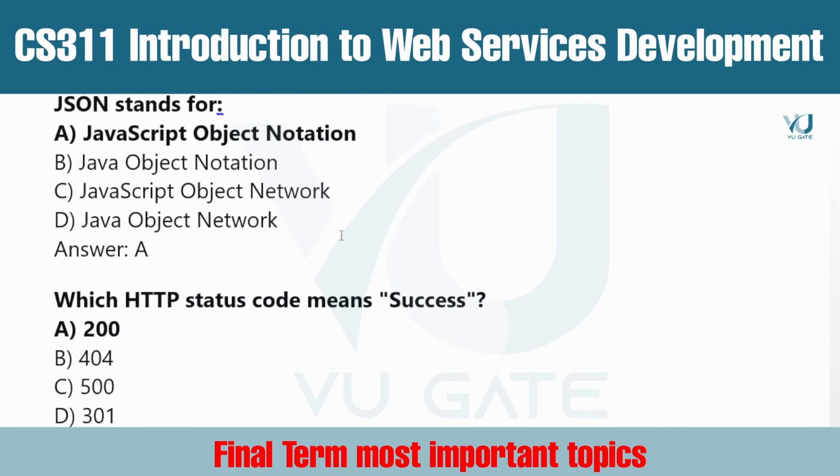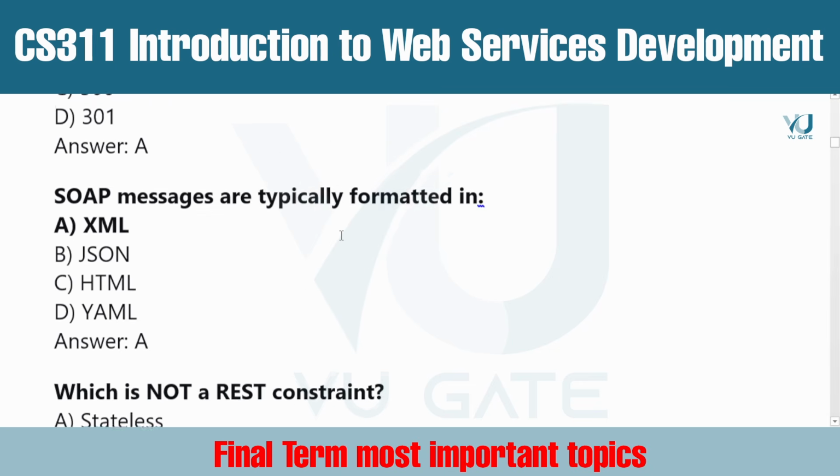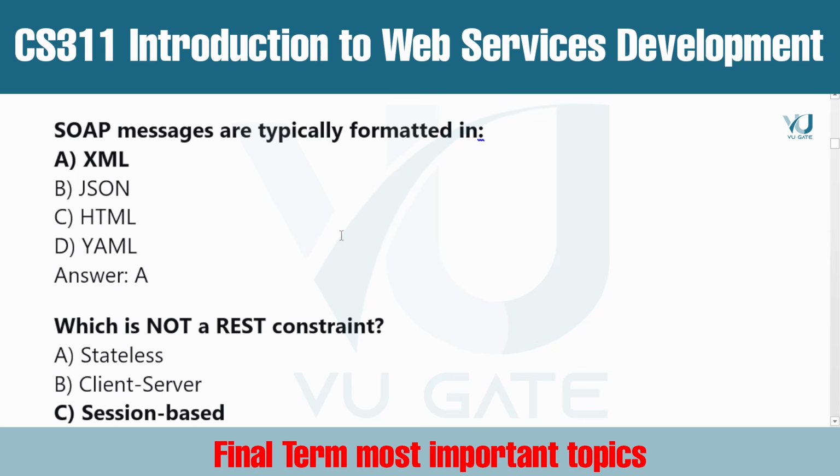Question 9, which HTTP status code means success? The correct answer is option A, 200. Question 10, SOAP messages are typically formatted in. The correct answer is option A, XML.